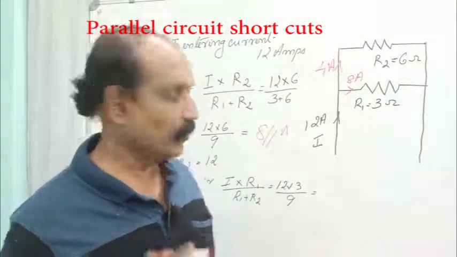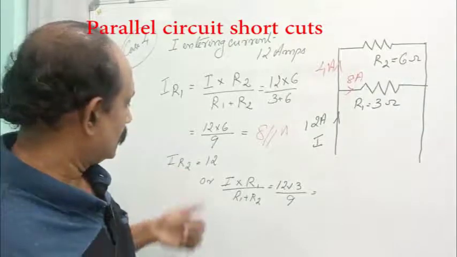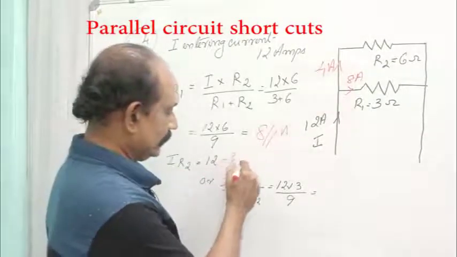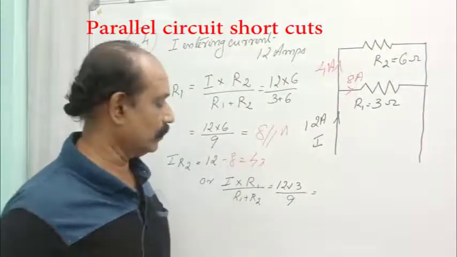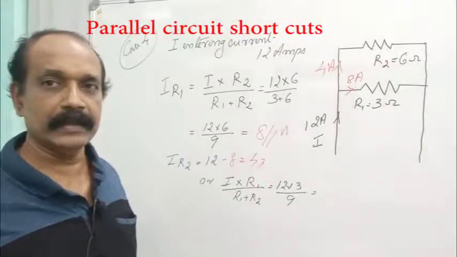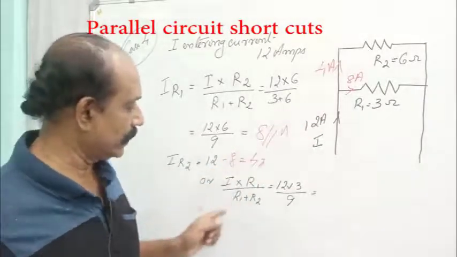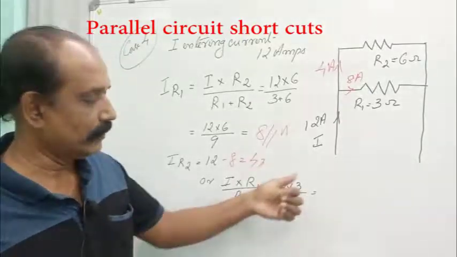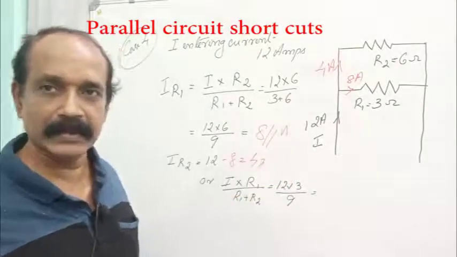This is the method. Or 12 minus 8, that is equal to 4. Or IR2 equal to entering current I into R1 divided by R1 plus R2. 12 into 3 divided by 9, that is equal to 4.